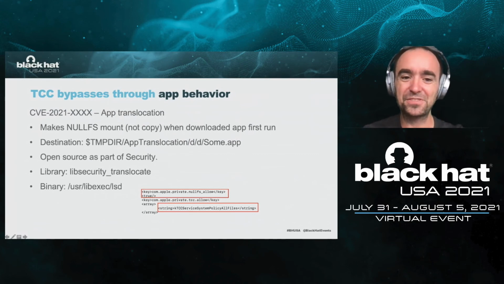This library is actually open source in the security bundle, and it's in the libsecurity_translocate library. And the binary responsible for app translocation is the /usr/libexec/lsd file. Now, if we inspect its entitlements, we find that it has a nullfs entitlement, which means that it can make a nullfs mount. Actually, this is the only application on the entire system that is allowed to do nullfs mounts. Additionally, it has also full disk access rights. It can access every file.